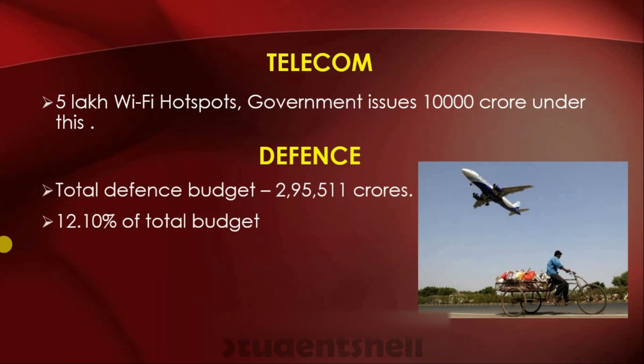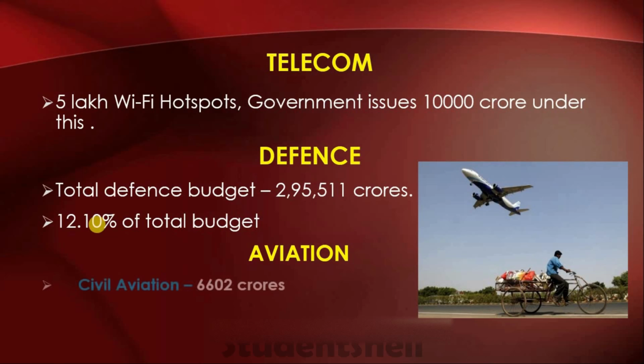Next, we go to defense. The total defense budget this year is 2,95,511 crores. This is 12.10% of the total budget. In this, nearly 1,96,947 crores will be given for revenue expenditure and maintenance. Only 99,500 crores is for capital expenditure. Apart from this, there is defense pension of about 1,08,353 crores. But some experts feel that the defense budget would have been more considering the threats posed by Pakistan and China.